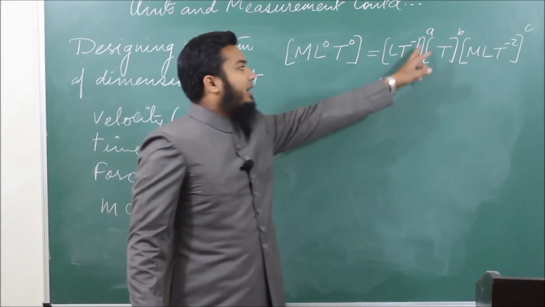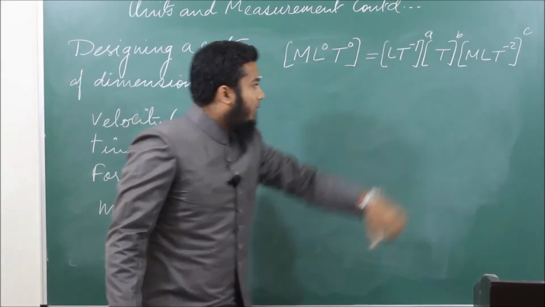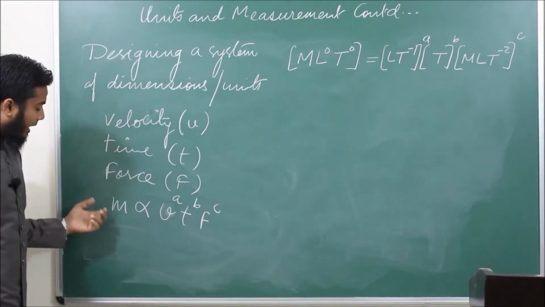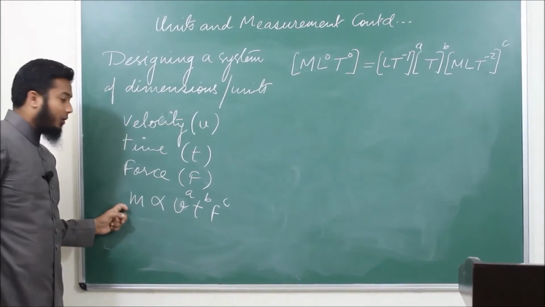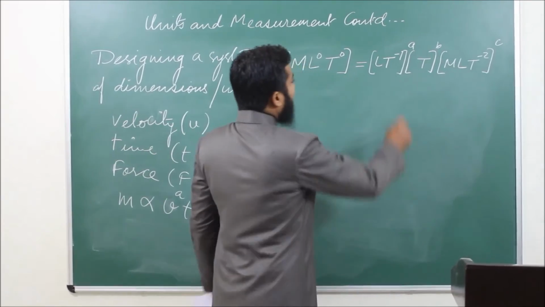So from here we can calculate the values of A, B and C, and then those values will be put here, in this formula, and I can tell you what the dimensional formula of mass is in terms of velocity, time and force. So let's continue. Let's collect the powers.